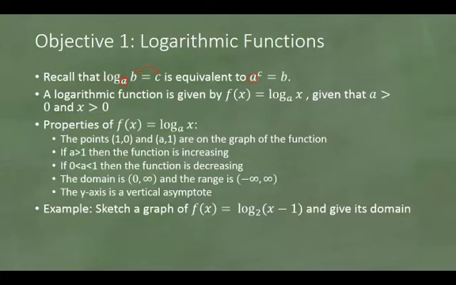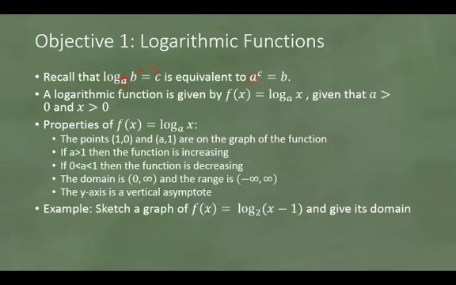That's the definition. A logarithmic function is defined to be f of x is equal to log of the base a of x. And a has to be greater than 0 and x has to be greater than 0.